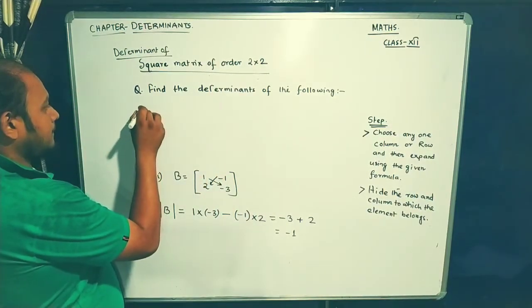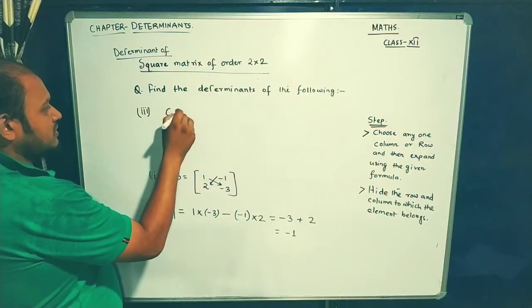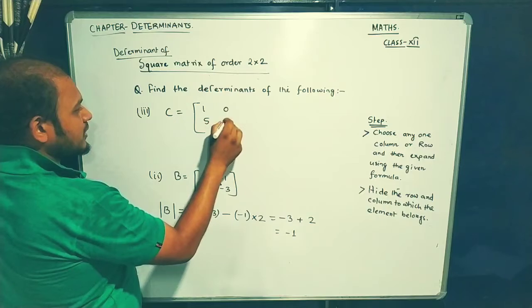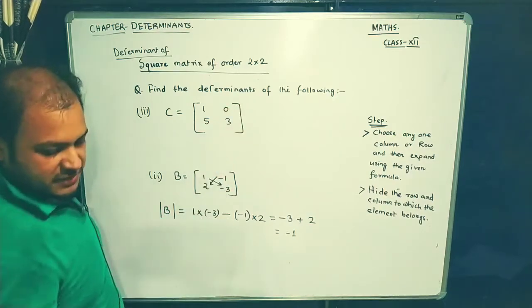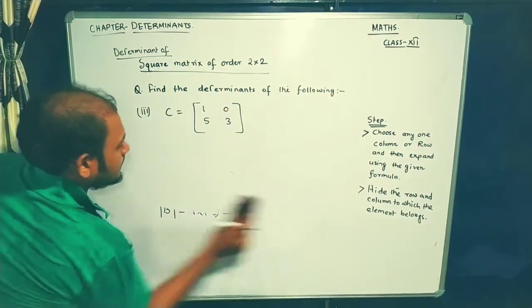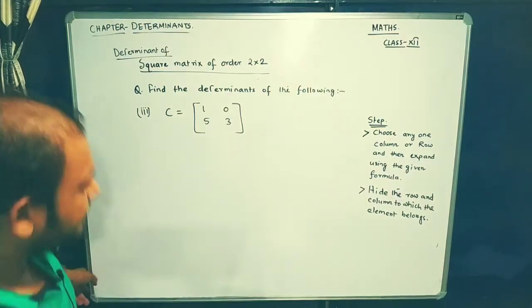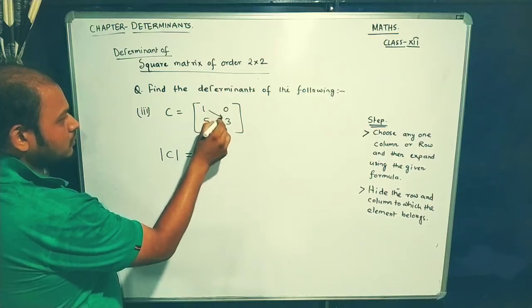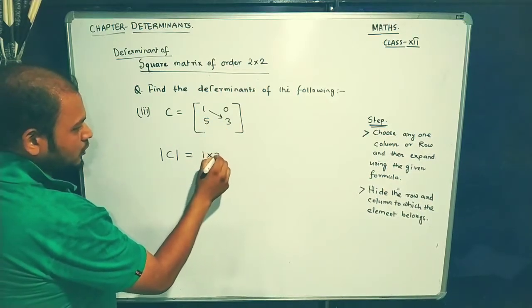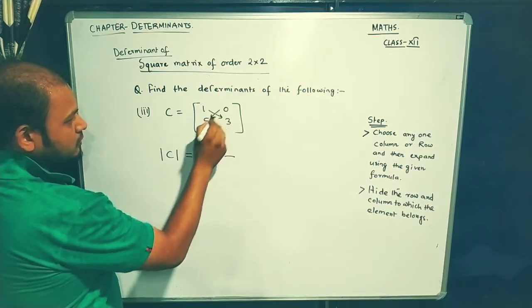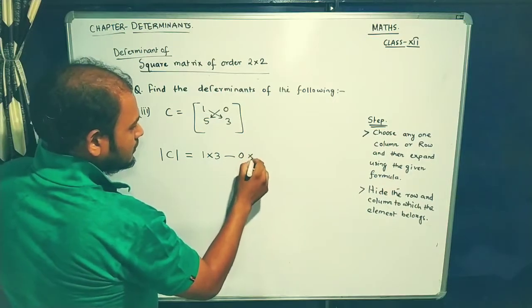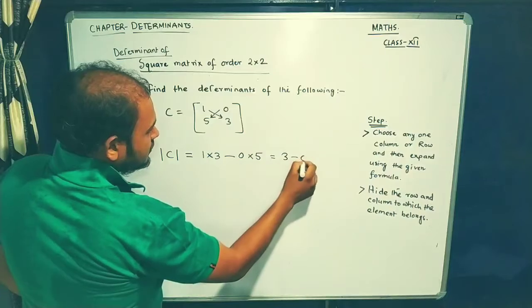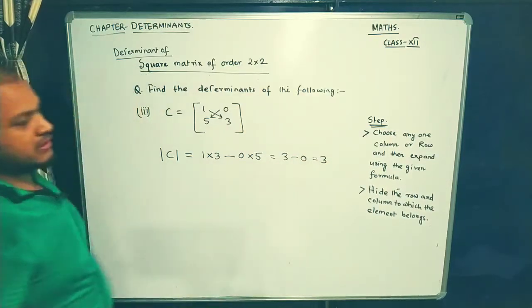Question number 3. Let us say matrix C is equal to 1, 0, 5, 3. Find the determinant of this matrix. Determinant of C will be equal to 1 into 3 minus 0 into 5. So this is equal to 1 into 3 is 3 and 0 into 5 is 0. So this is equal to 3.